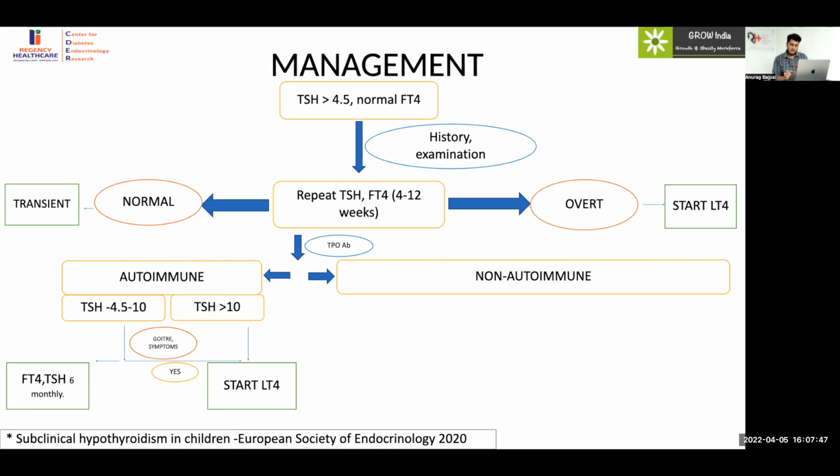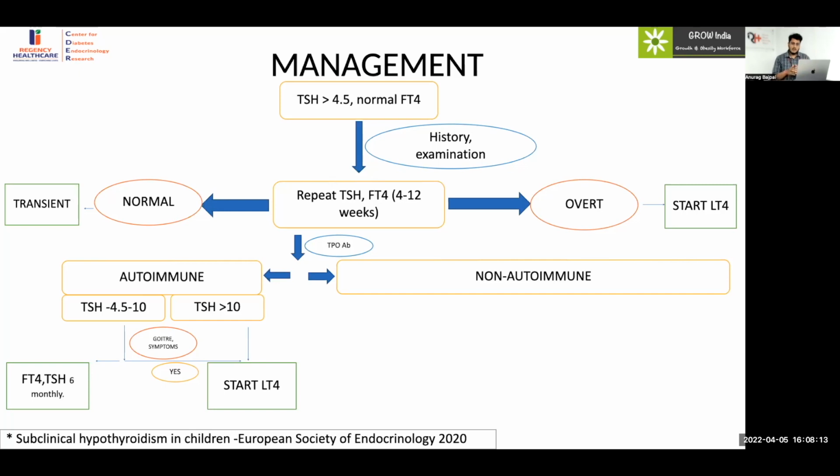In case the TPO antibodies are positive, then still if the levels are between 4.5 and 10, we can actually wait, and we need to do a periodic follow-up every 6 months to see the progression, because as Saul already mentioned, TPO positivity causes hypothyroidism only in 10% of patients over a period of 5 years. So in patients with TPO positivity and subclinical hypothyroidism, in the absence of goiter and also symptoms, we can actually wait before starting treatment.